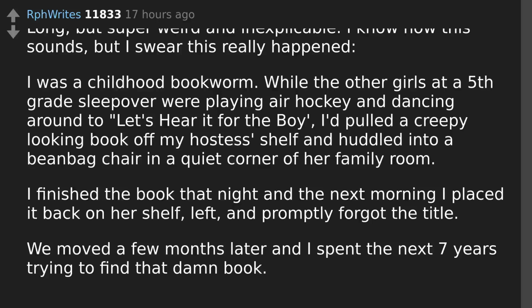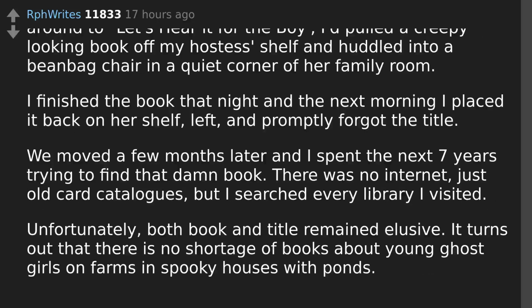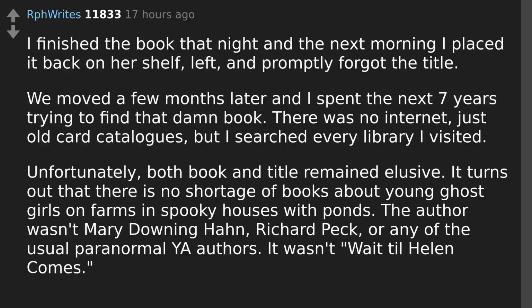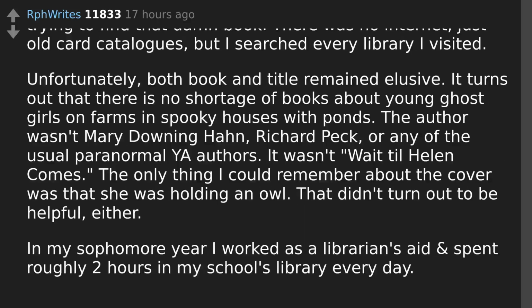We moved a few months later and I spent the next 7 years trying to find that damn book. There was no internet, just old card catalogs, but I searched every library I visited. Unfortunately, both book and title remained elusive. It turns out that there is no shortage of books about young ghost girls on farms in spooky houses with ponds. The author wasn't Mary Downing Hahn, Richard Peck, or any of the usual paranormal YA authors. It wasn't Wait Till Helen Comes. The only thing I could remember about the cover was that she was holding an owl. That didn't turn out to be helpful either.